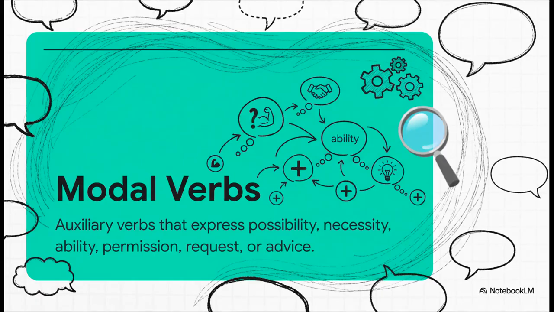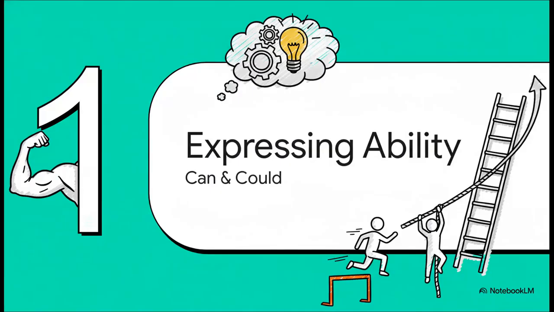Well, the simplest way to think about them is as special helper verbs. They team up with the main verb in your sentence to add some flavor. They help you talk about things like ability, permission, or giving advice. They basically set the mood. Okay, let's dive right in with our first pair. This one is all about what you are or were able to do. Let's look at can and could.